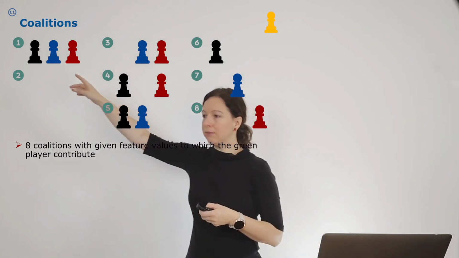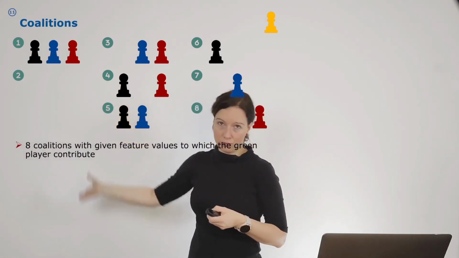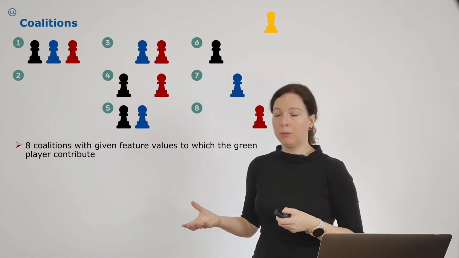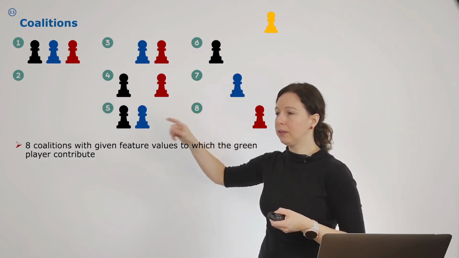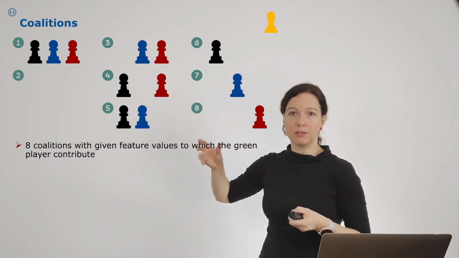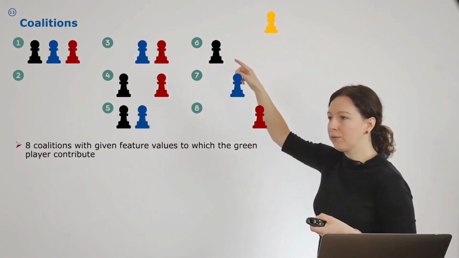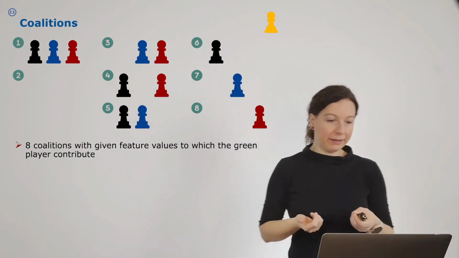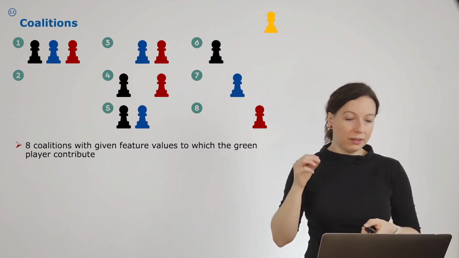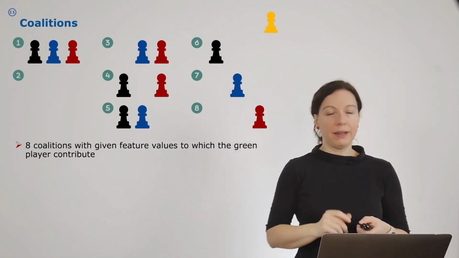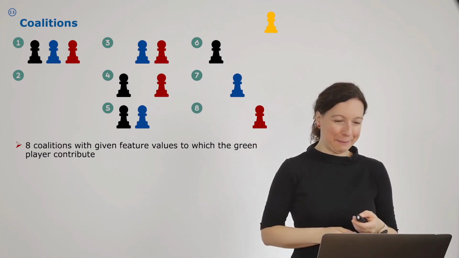So you have the full coalition of the remaining 3 players. You have an empty coalition, so it's when the yellow player would play alone. Then you have 3 sets where each set has 2 players, and you have 3 sets where you have only 1 player in it. So you have 8 coalitions with given feature values to which the yellow player contributes. Actually, it's called the green player, but it's a yellow player.